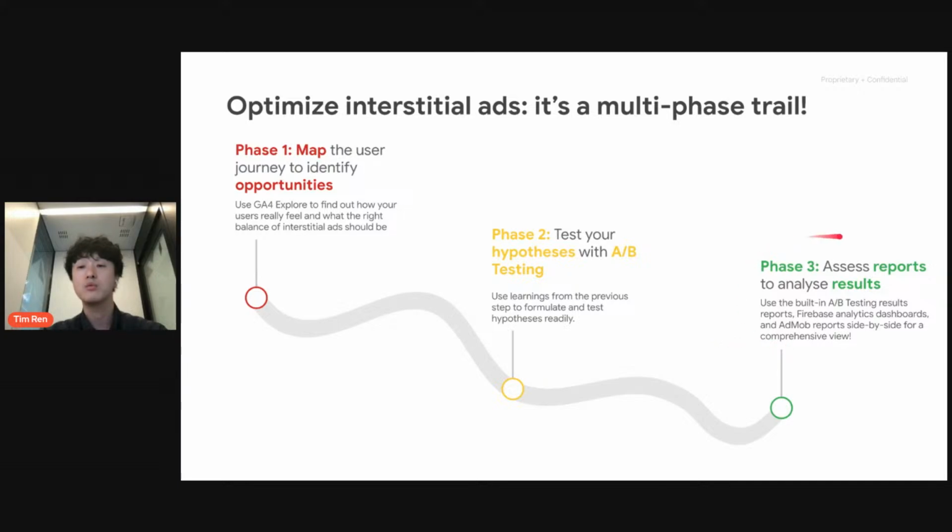And the last one is to use reports to look into your results from different angles. You can use just the Firebase A/B testing result reports, but you can also use a few other ones in combination to give higher visibility.